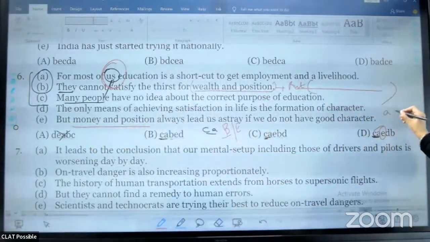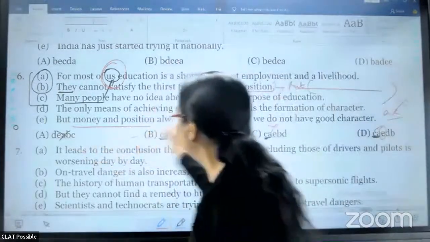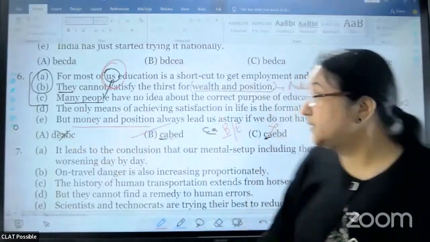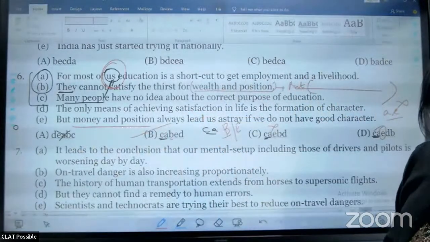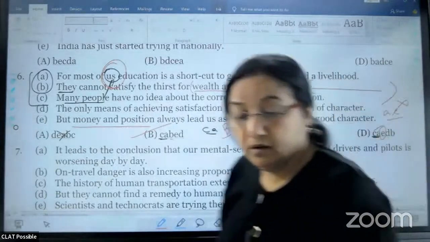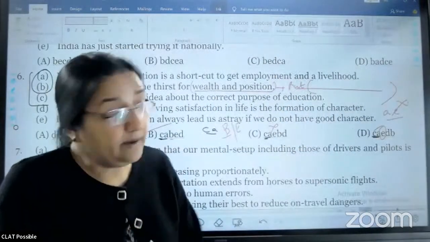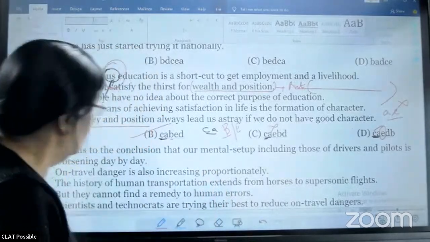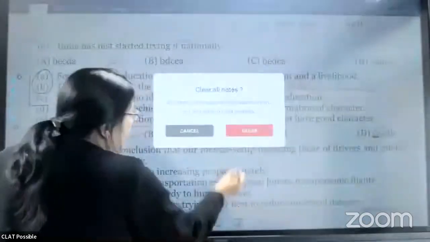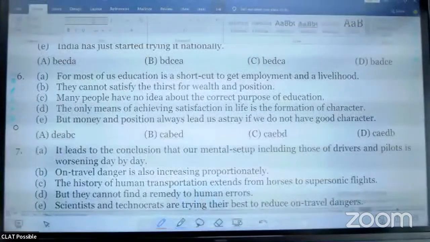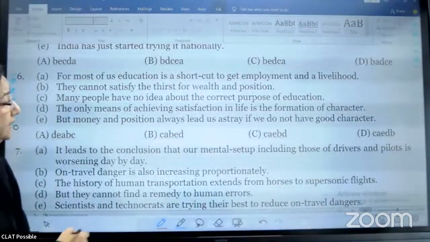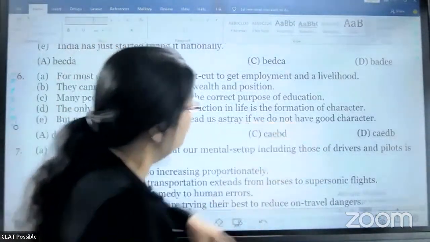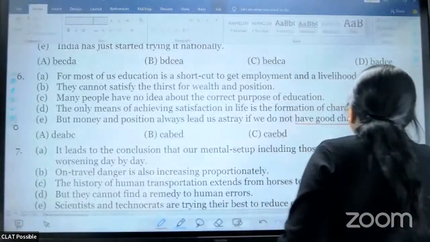In A there is no contrast at all. A and E did not have that. So this is gone, it has already gone. The answer is done. See, that but clue helped you solve. And another thing, now let me give you another. Suppose you missed the but clue. Can I just clear and show you? One minute. Let me clear so that we are all right here. Lead us astray if we do not have good character. See here now.